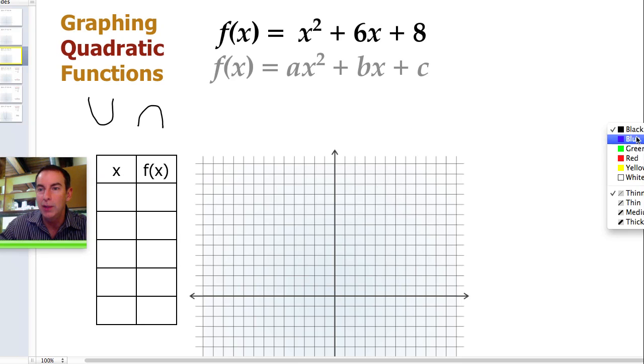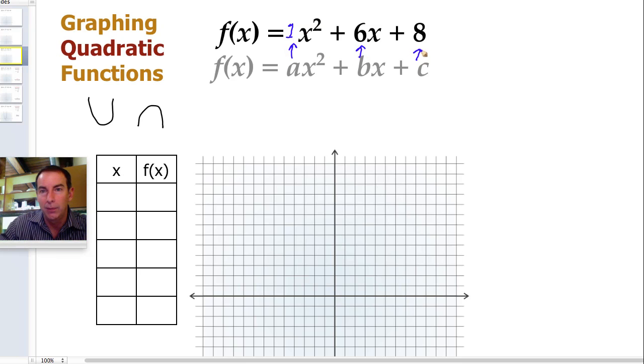We know a, b, and c. a is 1. It's hidden here, but it's there, right? b is 6, and c is 8. Okay, so what do we know about these a, b, and c's? We know that 8, in this case c, is our y-intercept. So right off the bat, we know 1 point on our graph. So I'm going to go ahead and put that in our table. Okay, the y-intercept is (0, 8).